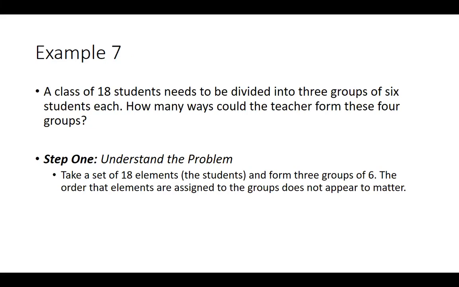Example 7. A class of 18 students needs to be divided into 3 groups of 6 students each. How many ways could the teacher form these? It says 4 groups, apologies. It should be 3 groups. How many ways could the teacher form these 3 groups?